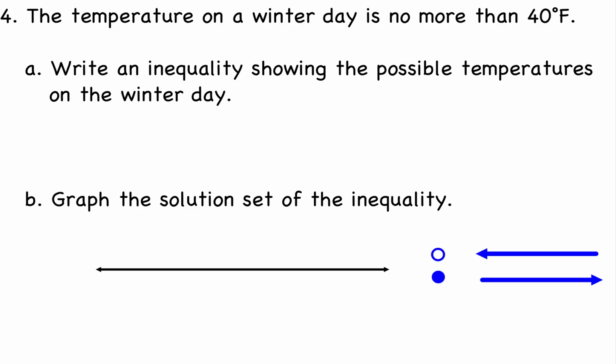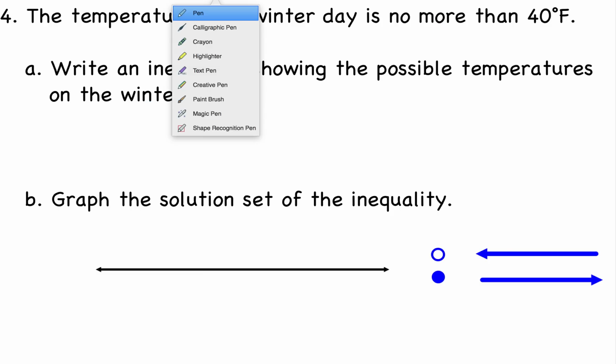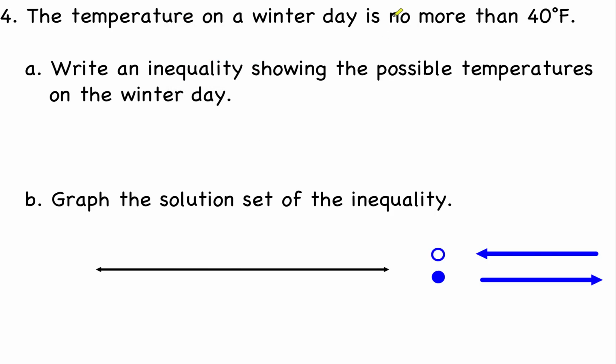Number 4 says the temperature on a winter day is no more than 40 degrees Fahrenheit. Our problem says to write an inequality showing the possible temperatures on the winter day. Well, it's no more than, so that's the phrase that we need to be able to translate. No more than means it has to be less than, okay? If it's no more than, then it's less than or equal to. It could equal 40 degrees. 40 would still be no more than.